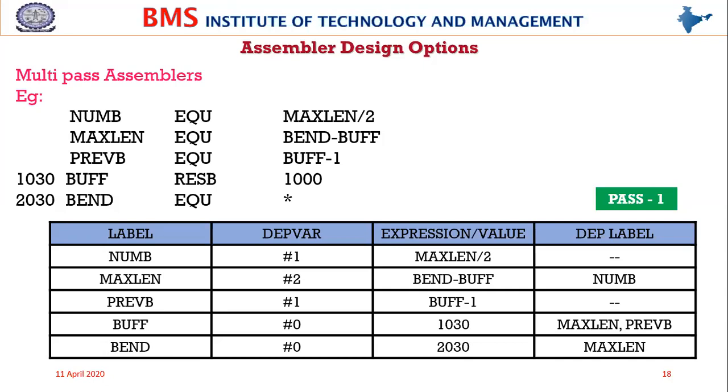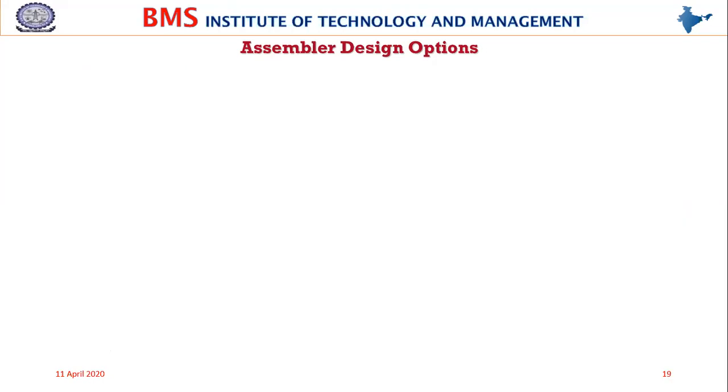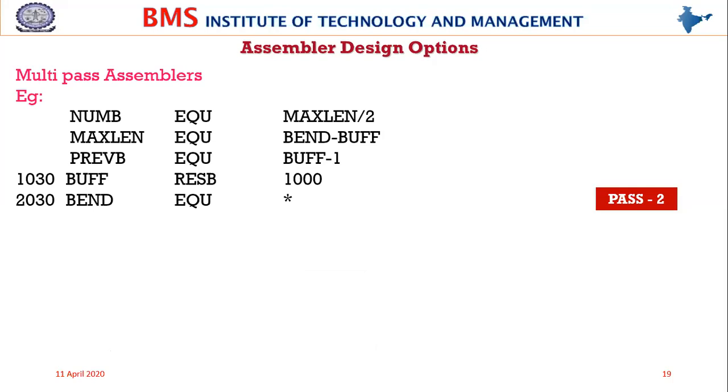This much is done in pass one. So two symbols got evaluated. Three symbols are still remaining after pass one, not yet evaluated. We shall go further. The same thing. We are in pass two now, the second pass.